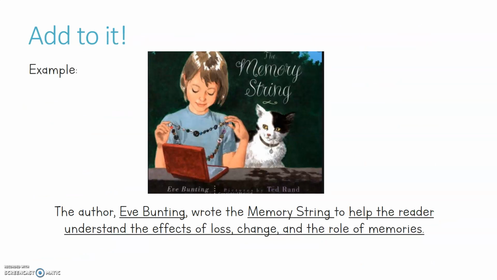So here's an example from The Memory String. The author, Eve Bunting, wrote The Memory String to help the reader understand the effects of loss, change, and the role of memories. Now, this is why I think the author, Eve Bunting, wrote this story. This is what I think her purpose was. I think her purpose was to help the reader understand. But then I added to it, understand what? The effects of loss, change, and the role of memories.